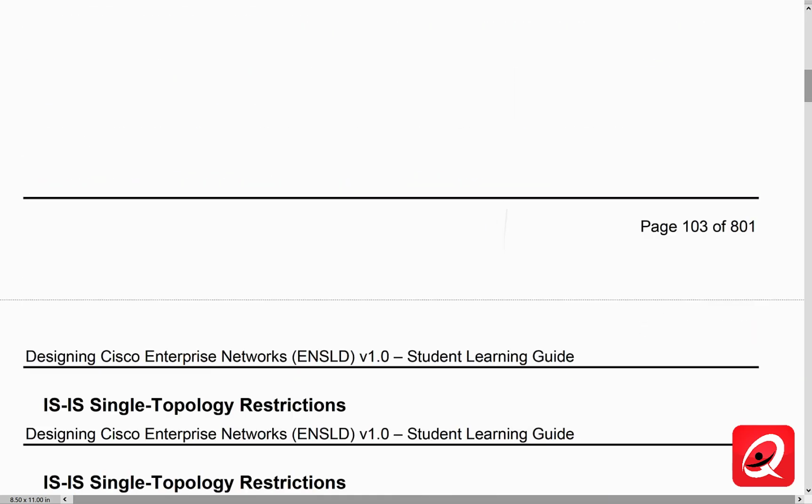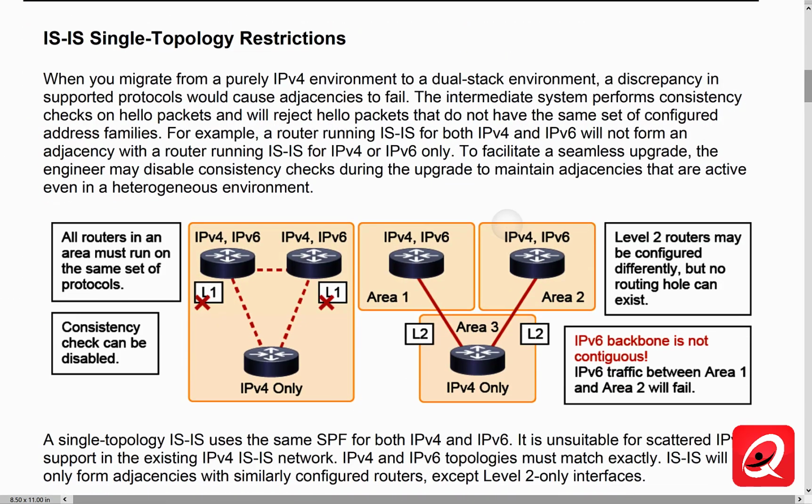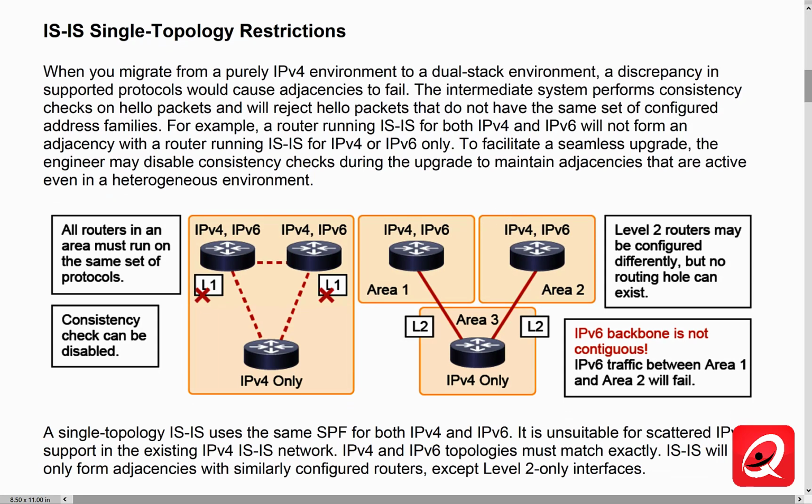There are some restrictions that we need to be aware of as well, especially in a single topology. When you migrate from IPv4 completely to a dual stack environment, there is a discrepancy in the supported protocols that could cause adjacencies to fail. There are consistency checks that the devices run within the hello packets, and if the hello packets don't have the same parameters, the same set of address families configured and so on, then those neighbor relationships will fail.